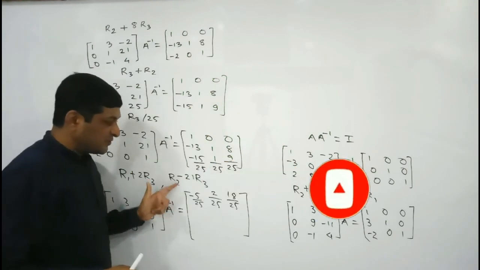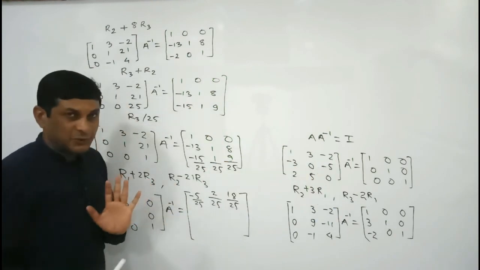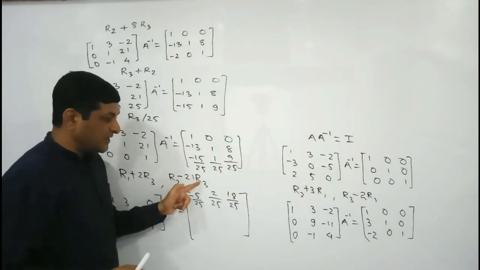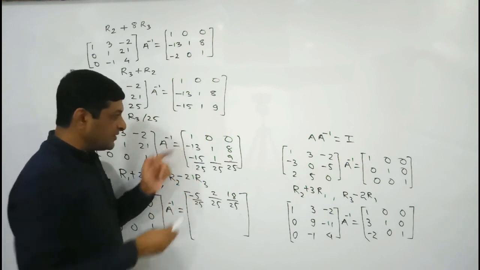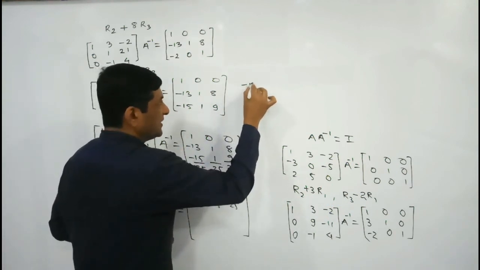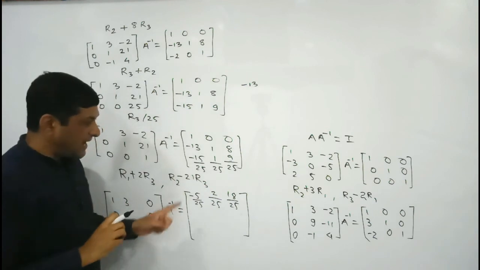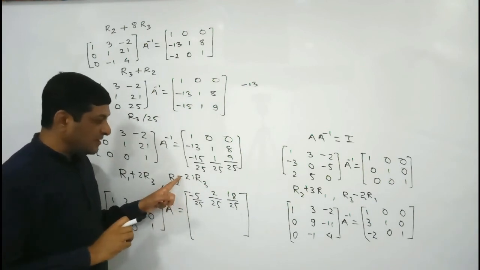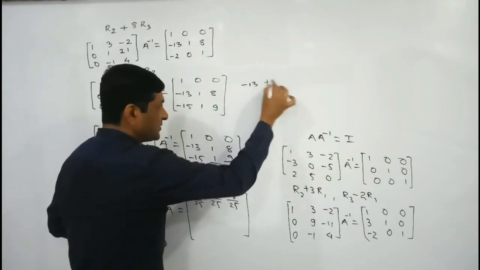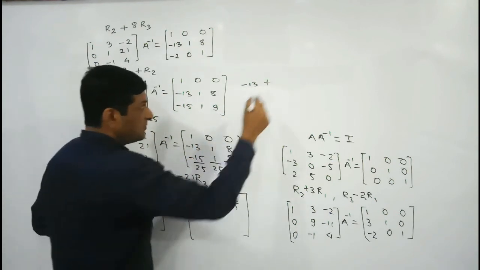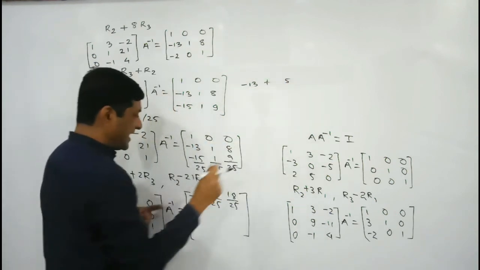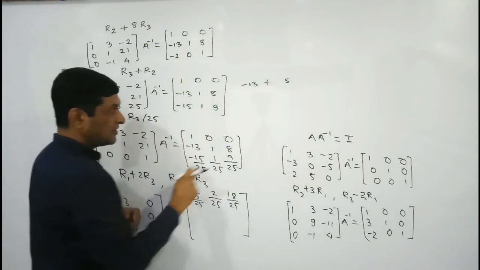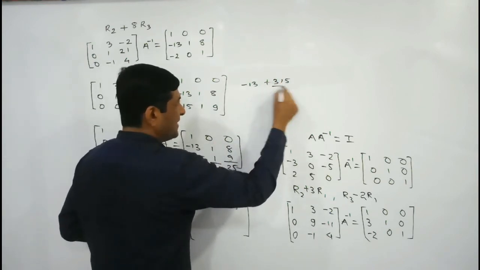Now perform this operation on this side on R2. So we are using the corresponding element of R3. What is the element of R2 here? Minus 13. Minus 13, and we are multiplying R3 by what? Minus 21. Minus into minus will become plus, and 15 into 1 will be 15. So 5 carry 1 and 15 2s are 30. 30 plus 1 is 31 divided by 25.